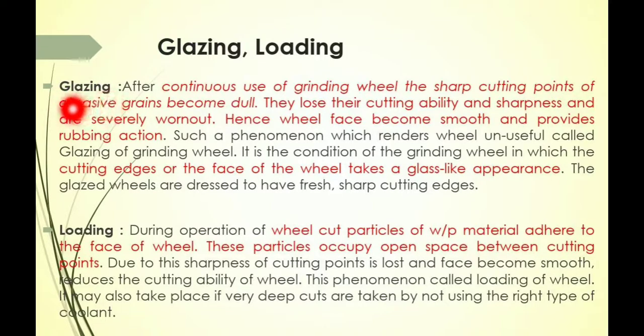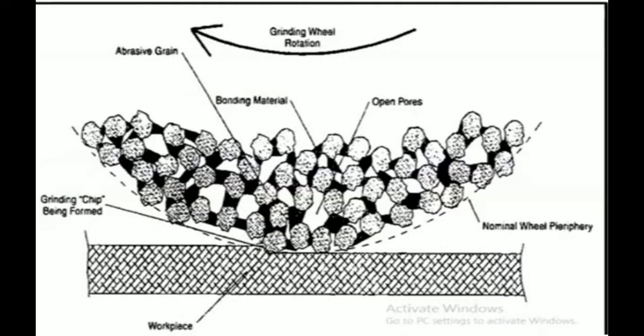What is glazing? After continuous use of a grinding wheel, the sharp cutting points of the abrasive grains become dull. It means these sharp cutting edges of the abrasive particles are dulled after the use of the grinding wheel.